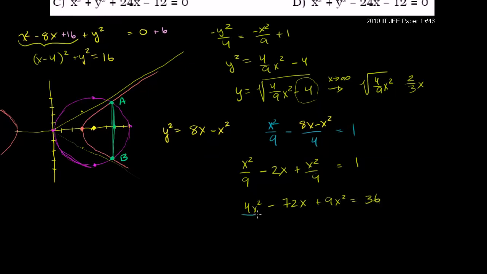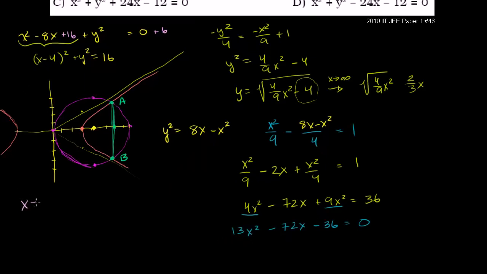These two terms right here, we can add them. We get 13x squared minus 72x. And then we could subtract 36 from both sides. So minus 36 is equal to 0. So now we just have a straight up quadratic equation. We just have to find the x's, find the roots. So let's use the quadratic formula here.